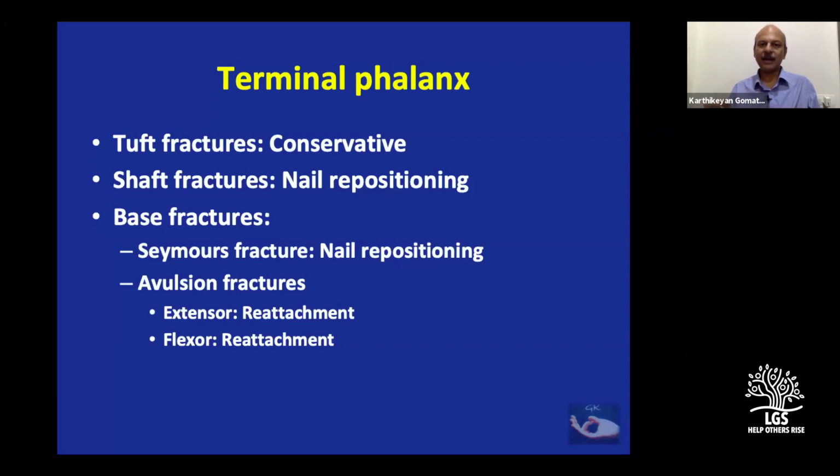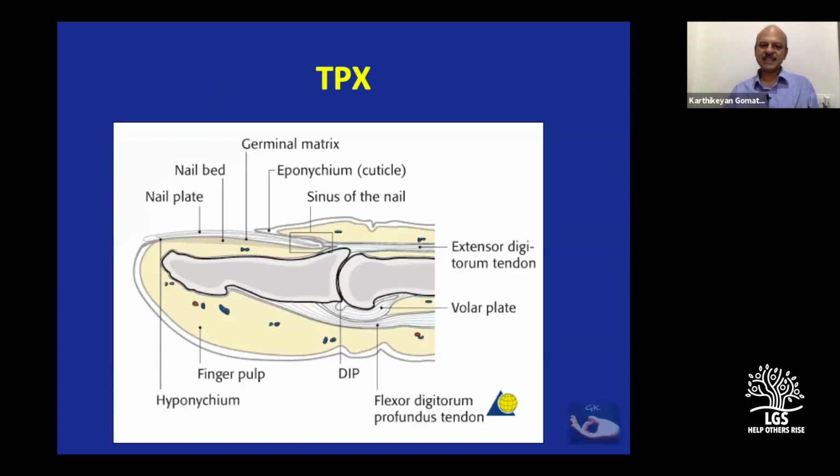It is not a mallet deformity, and the patient will be able to extend the DIP joint, but the tip of the finger will be pointing downwards. This is called a Seymour fracture, or a pseudo mallet deformity, or a pseudo mallet fracture. This fracture may sometimes need K-wire fixation, straight K-wire to maintain the position. Otherwise, the flexor will tend to flex the distal fragment. Avulsion fractures are common. You can have an extensor avulsion or a flexor avulsion.